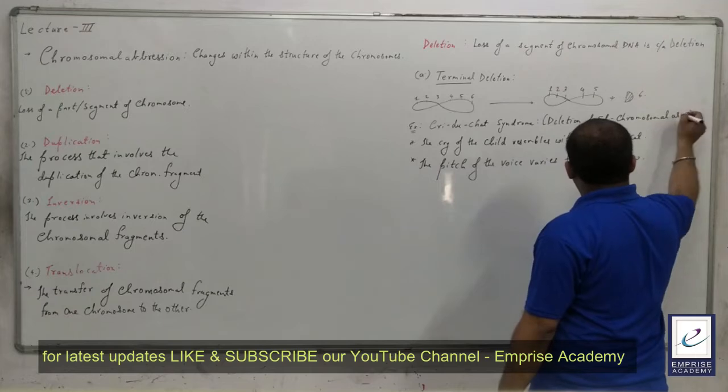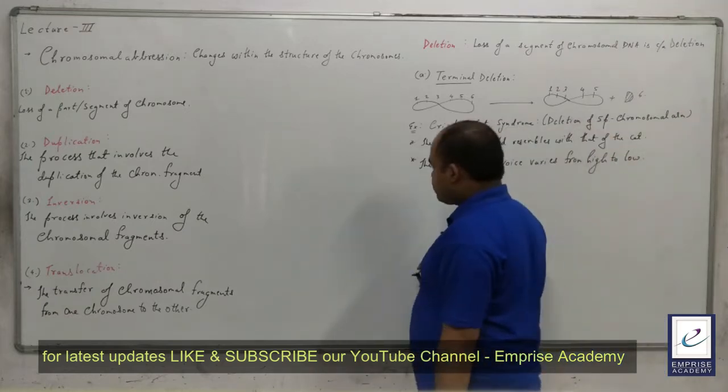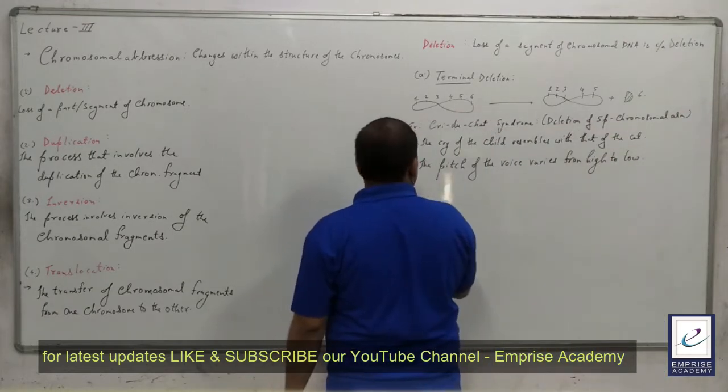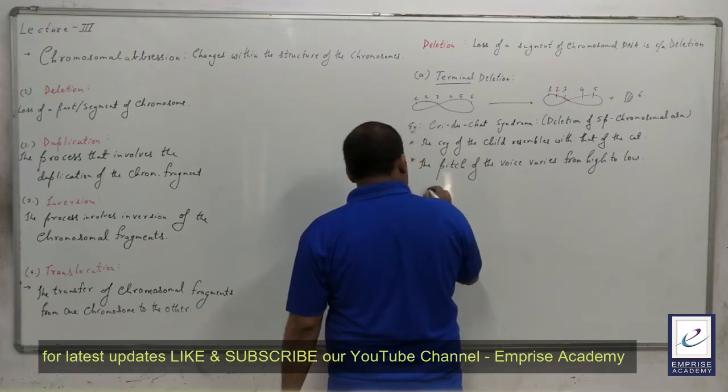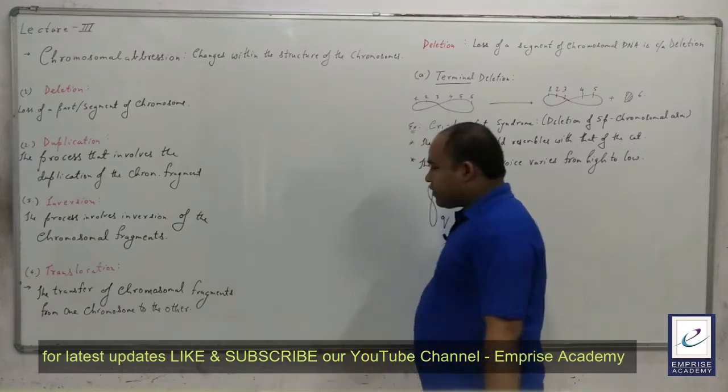The 5th chromosome short arm. See, if there is a chromosome, then there are two arms. One is referred to as P, another one is referred to as Q.